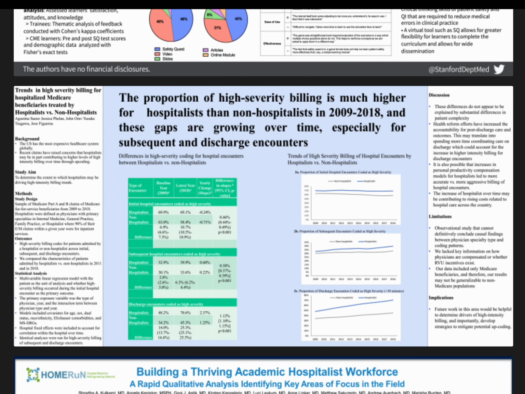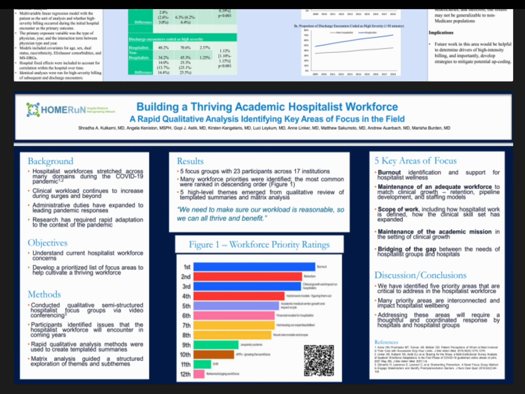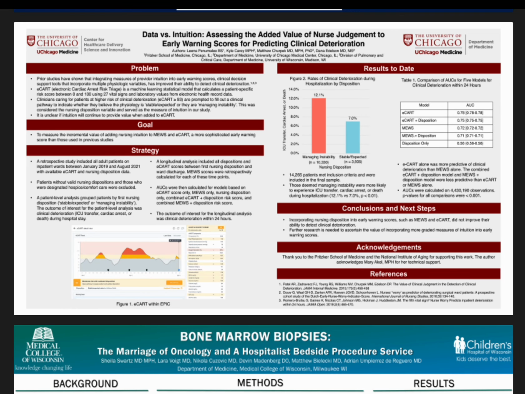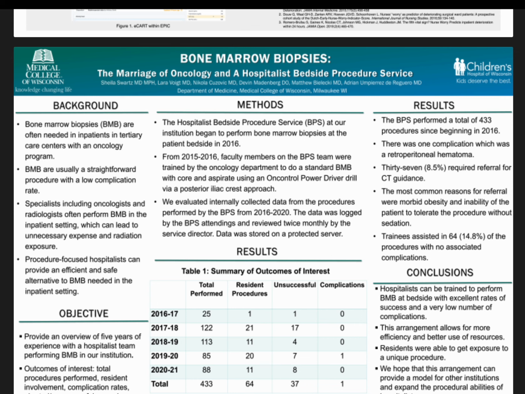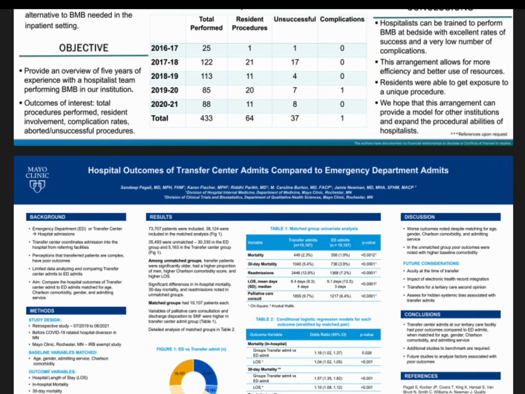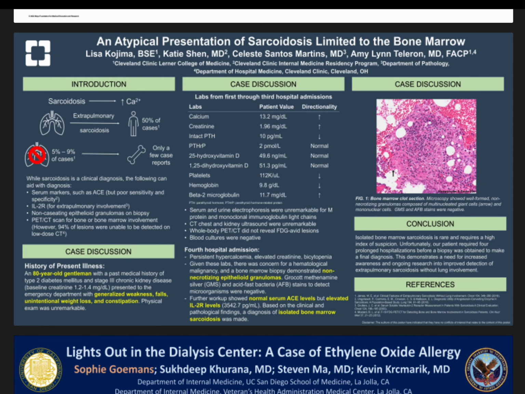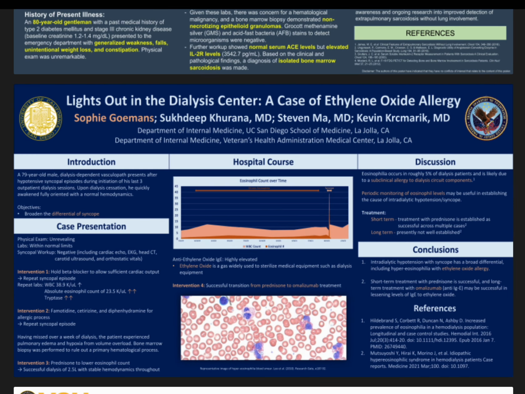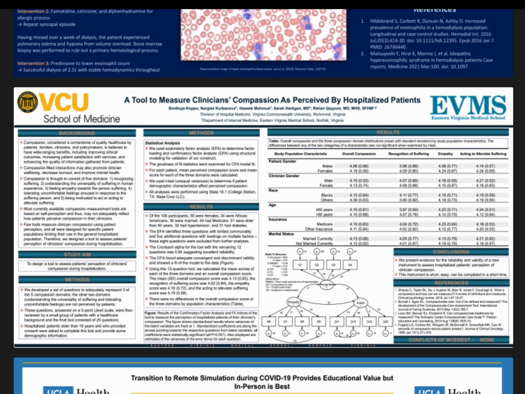Trends in high severity billing for hospitalized Medicare beneficiaries treated by hospitalists versus non-hospitalists. Building a thriving academic hospital workforce, a rapid analysis identifying key areas of focus in the field. Data versus intuition, assessing the added value of nurse judgment to early warning scores for predicting clinical deterioration. Bone marrow biopsies, the marriage of oncology and a hospital bedside procedure service. An atypical presentation of sarcoidosis limited to the bone marrow. Lights out in the dialysis center, a case of ethylene oxide allergy. A tool to measure clinicians' compassion as perceived by hospitalized patients.